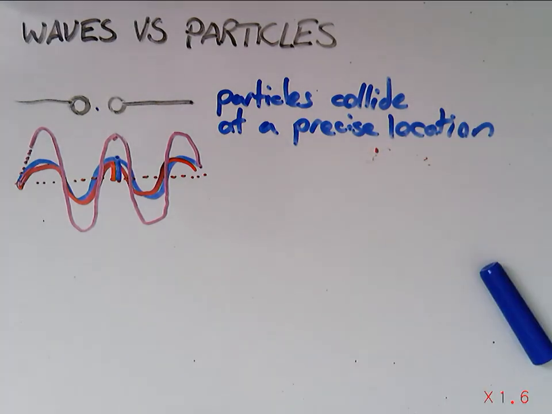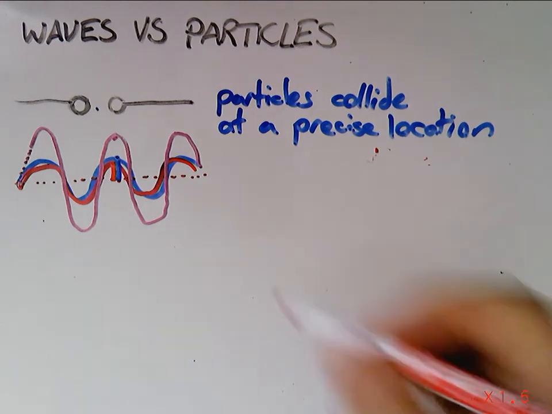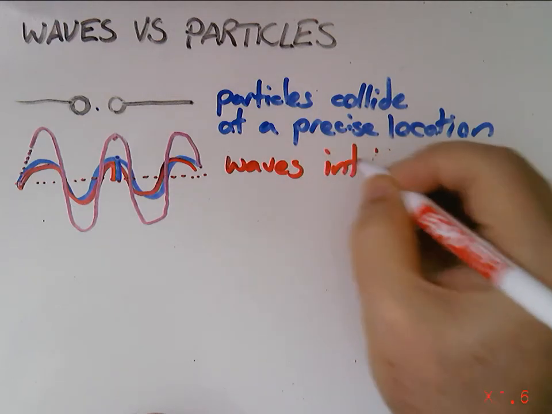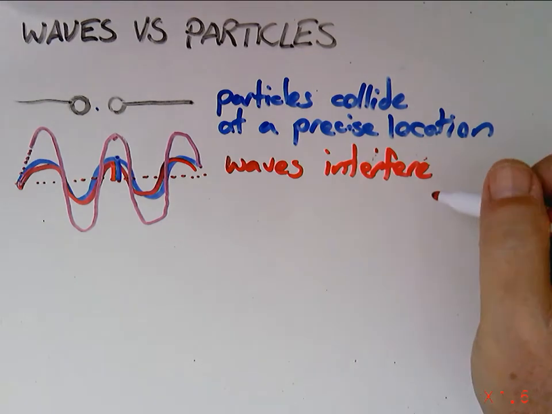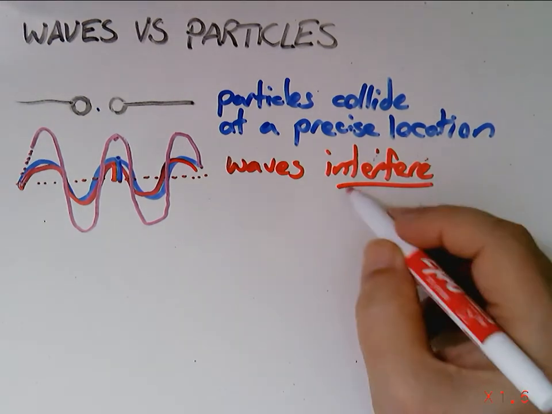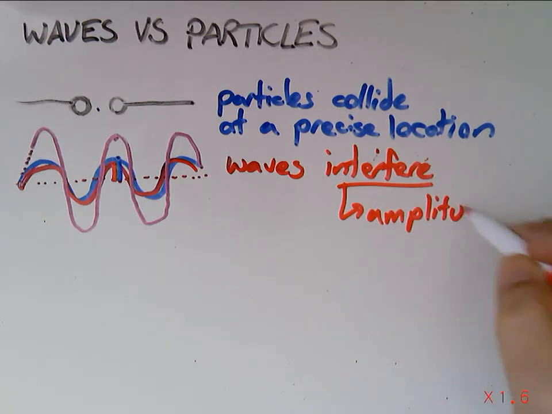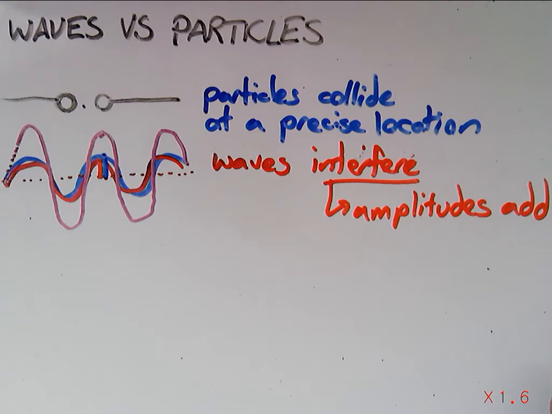So when you have a couple of waves, they move into the same region of space. They can do that, and they interfere. That's what this is called, interference. They don't collide, they interfere. When I say interfere, that means that their amplitudes, their peak heights, add up. So you're adding the two amplitudes together to get a total amplitude.